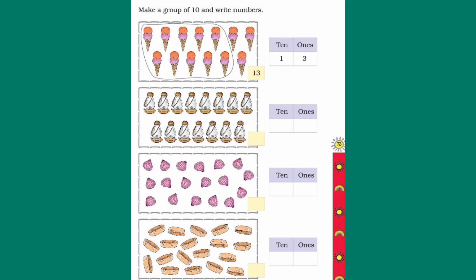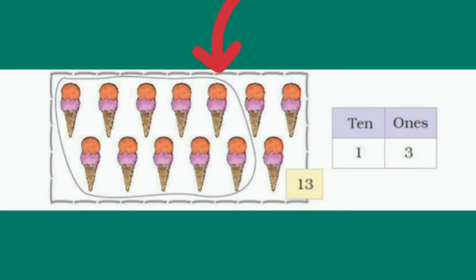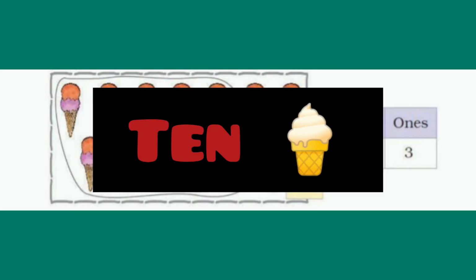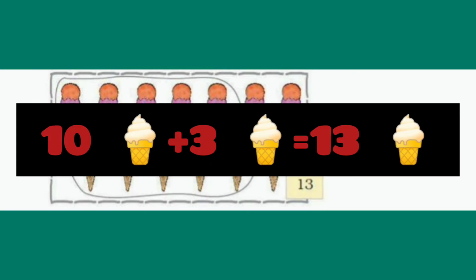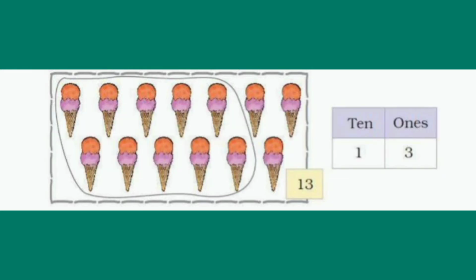Dear students, coming to page number 76. Here you have to make group of 10 and you have to write the numbers and put them in their place value. The first one is done for you. You can see here 13 ice creams are given. You have to make group of 10 ice creams. Here group of 10 ice creams has been made. How many are remaining? 3 are remaining. So the number will be 10 ice creams plus 3 ice creams is equals to 13 ice creams. Total there are 13 ice creams.